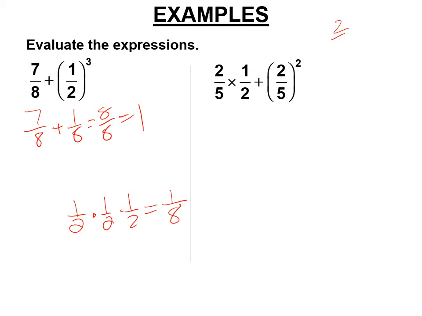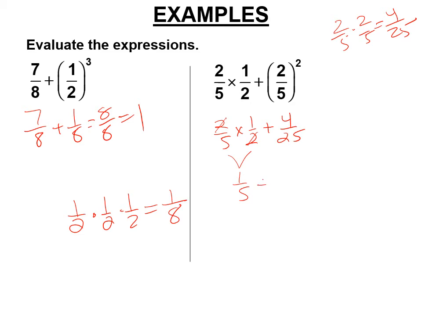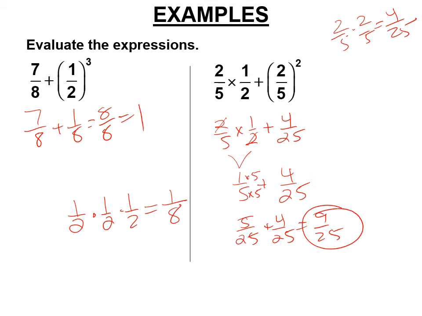2/5 squared is 2/5 times 2/5, which is 4/25. All right, so we have 2/5 times 1/2 plus 4/25. Now we have to do our multiplying first. So 2/5 times 1/2, there's canceling. So this is 1/5. Now we have 1/5 plus 4/25. Now we need a common denominator. So we're going to make this 5/25 plus 4/25 equals 9/25.